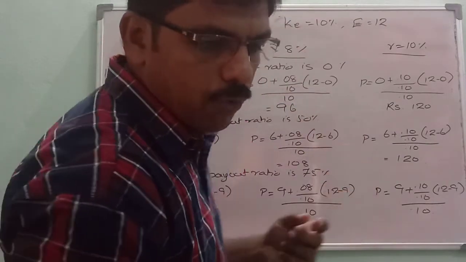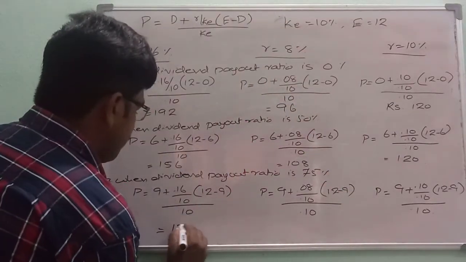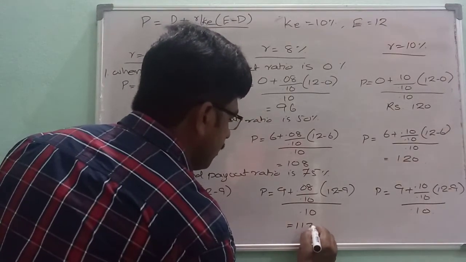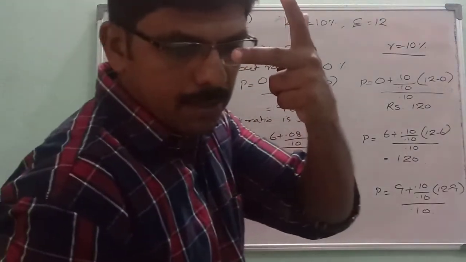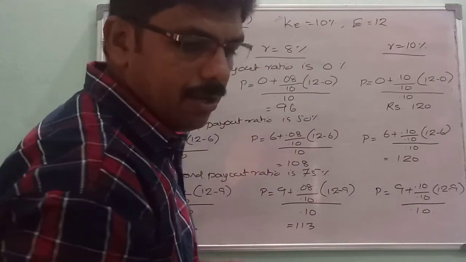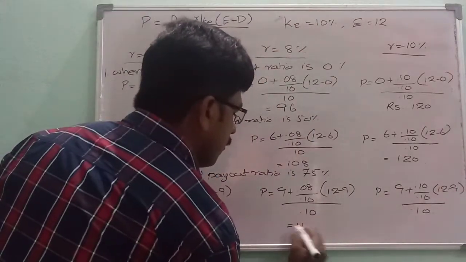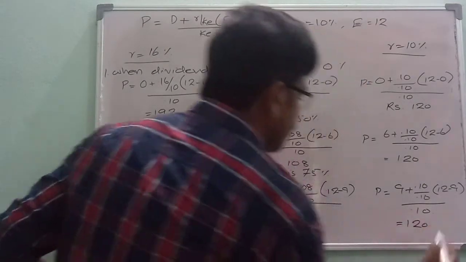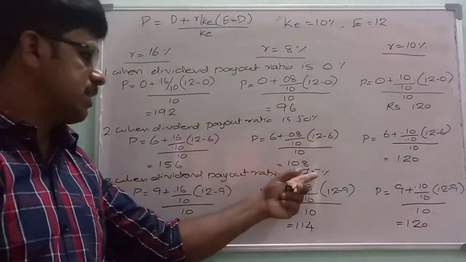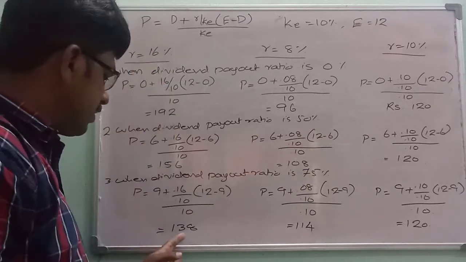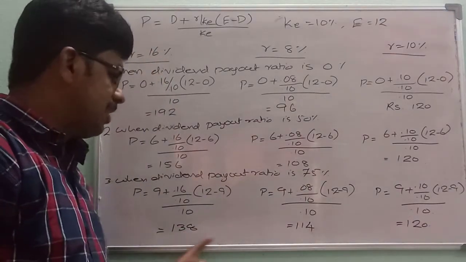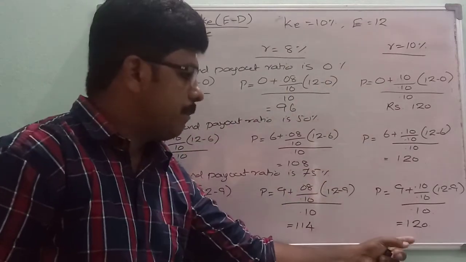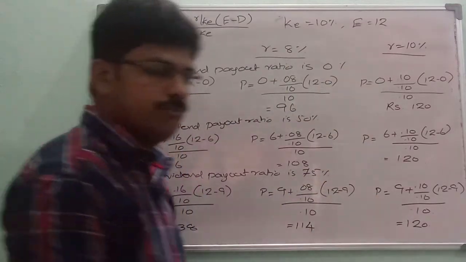138, 114, 120. When dividend payout ratio is 75%, at 16% market price 138, at 8% market price 114, and at 10% market price it is 120.